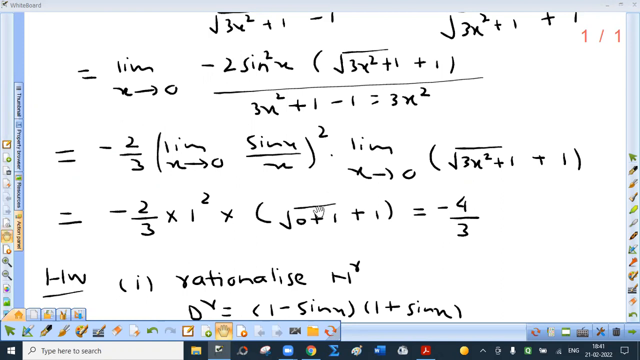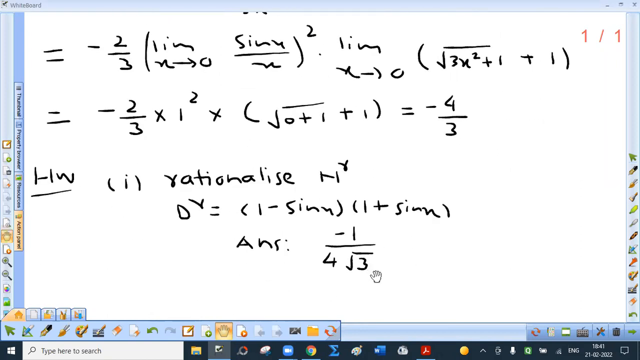The first one is again a simple one, that is for homework. Here you have to realize that you have to rationalize the numerator. That is, multiply numerator and denominator by root of 2 plus sin x plus root 3. And in the denominator cos square x is to be written as 1 minus sin square x. What are the factors? 1 minus sin, 1 plus sin. What is sin pi by 2? 1. So this is the answer. Minus 1 upon 4 root 3.